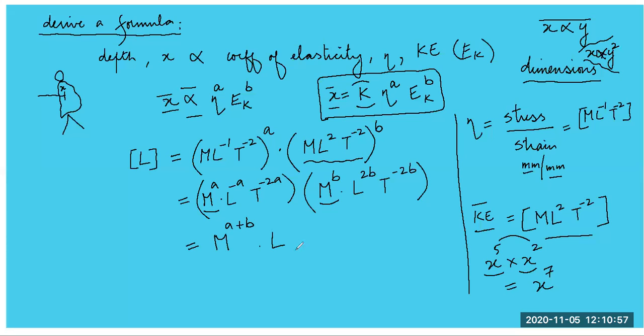Yes, Jasmine, can you tell? Just add these powers. Yes, very right. Just add these powers: L raised to power minus A plus 2B, and T raised to power minus 2A minus 2B. You can write like this, plus then minus 2B.